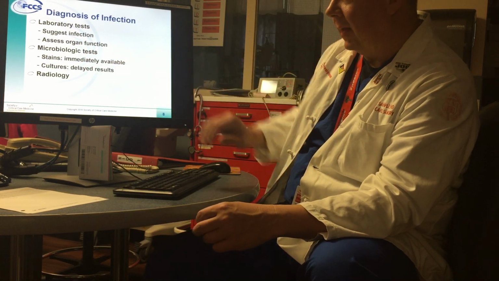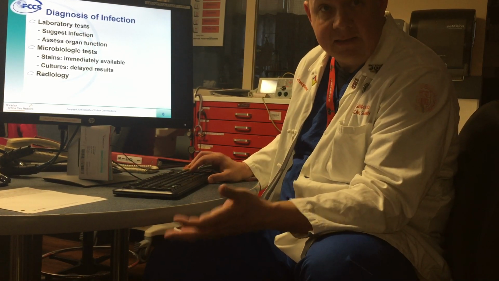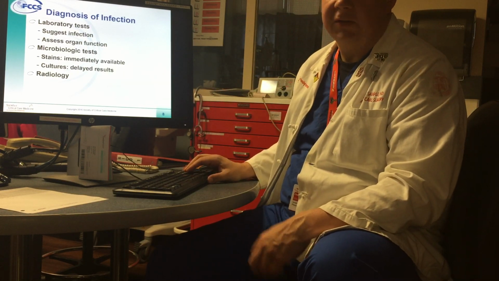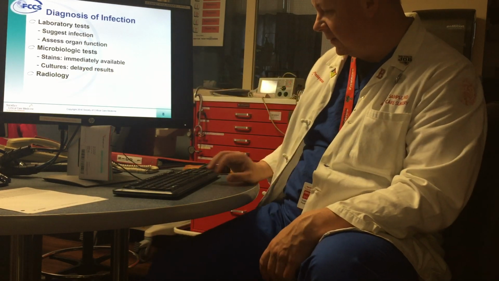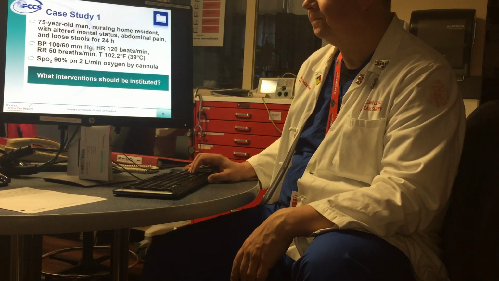We talked about the microbiological tests, right? So one of the things we do early, you do a gram stain of the fluid that you send, just to look for bacteria. And then the other thing we look at are cultures, which, as we know, take a while. They don't go right away. And the last set of tests that we use are radiologic tests, CT scan, chest X-ray, that sort of thing.